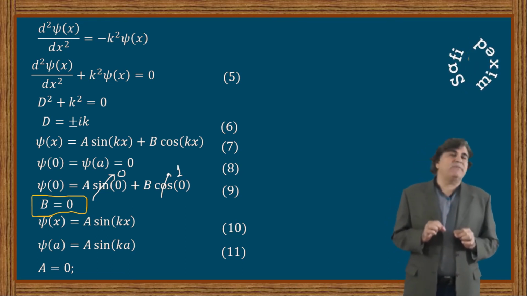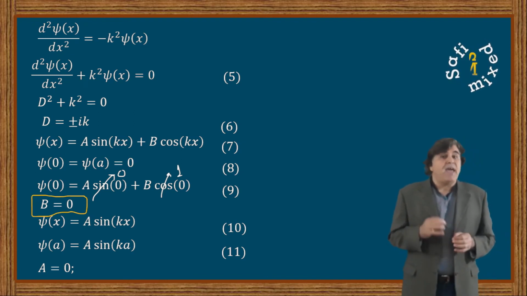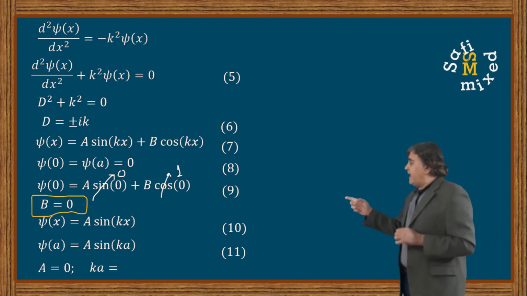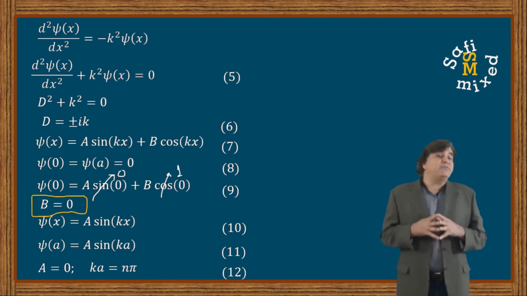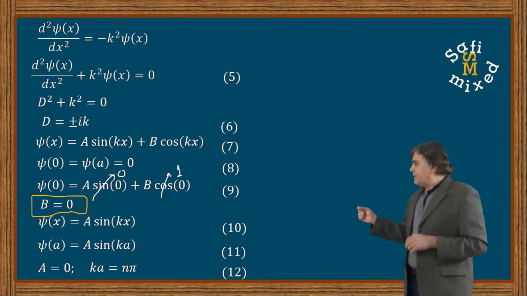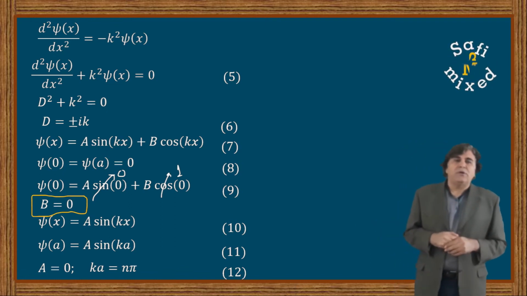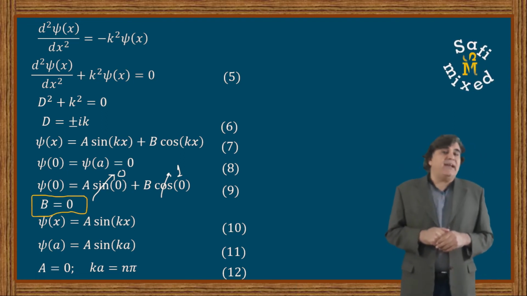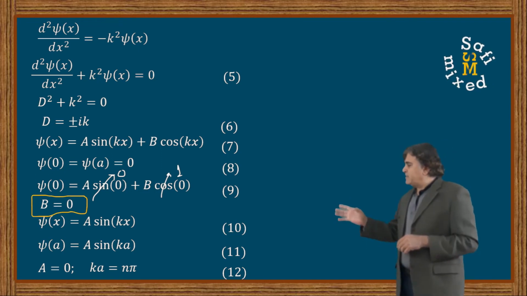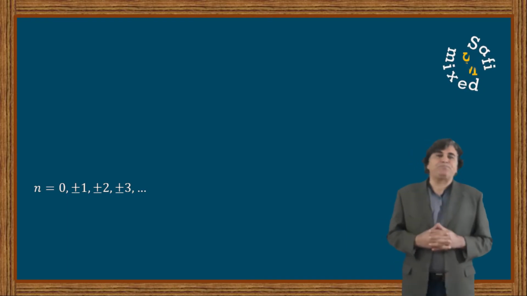And this is possible for certain values of the argument of the sine function. That is, if the argument of the sine function, which is k times a, equals n pi. Because we know from trigonometry that for integral values of n, sine of n pi equals 0. So the right side of equation 11 is 0 for n equals 0, plus or minus 1, plus or minus 2, plus or minus 3, and so forth.